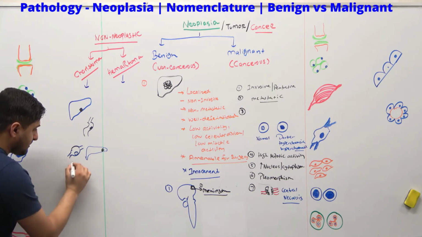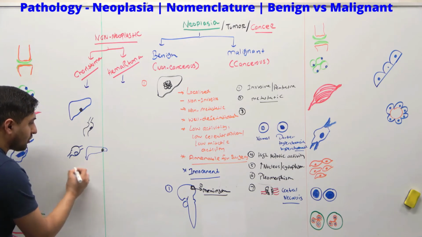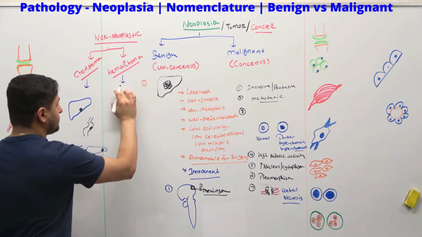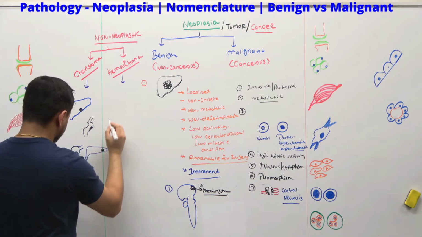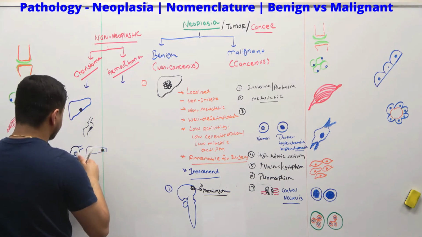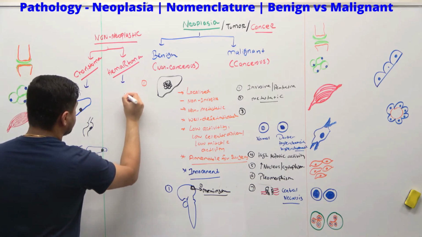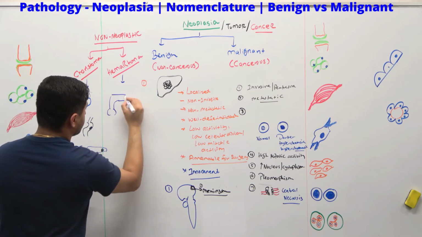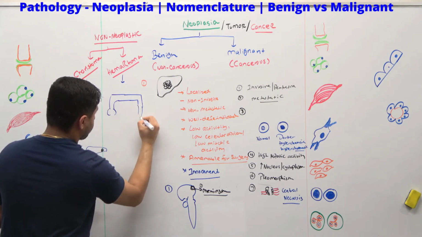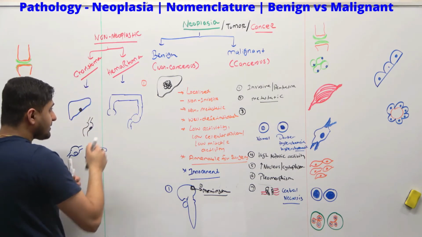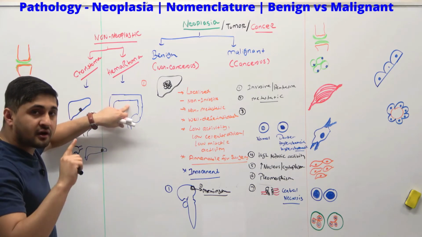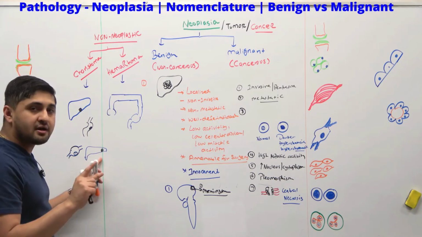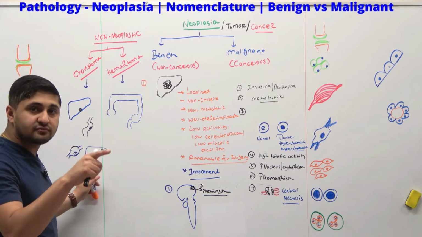So again, one more time, I'm going to repeat this. The normal cells, normally arranged, but in a different location, that is choristoma. But if you're talking about the hamartoma, let's use a different example, the colon. Here, ovarian cells found in the pancreas is a different location, right?